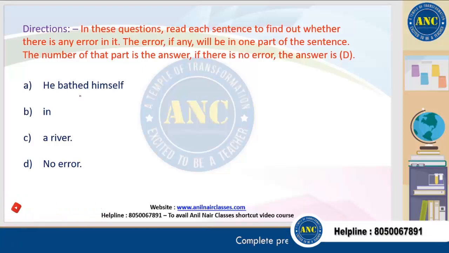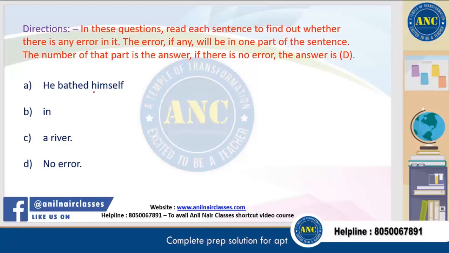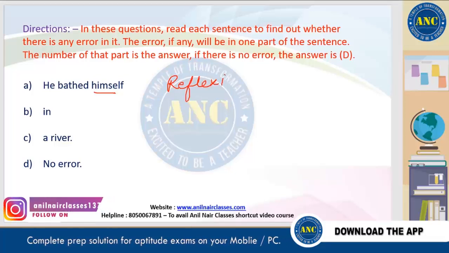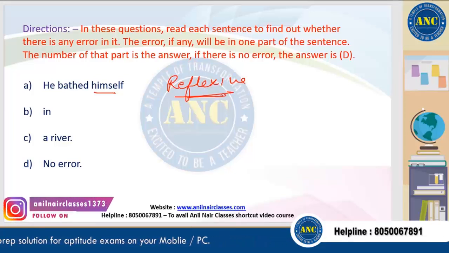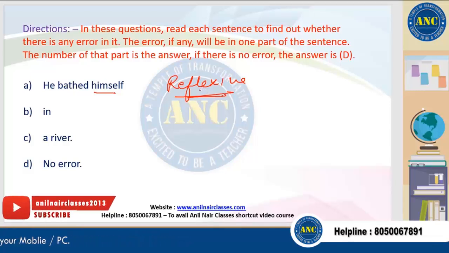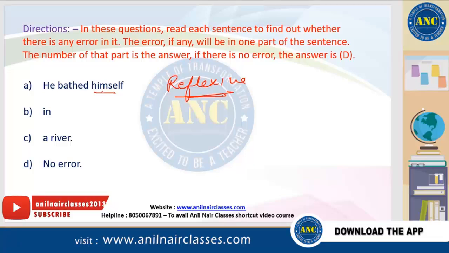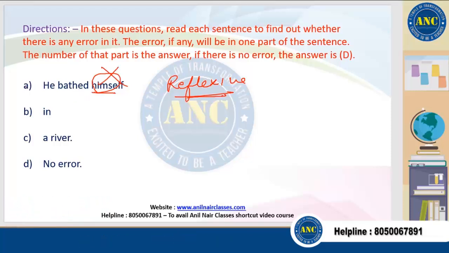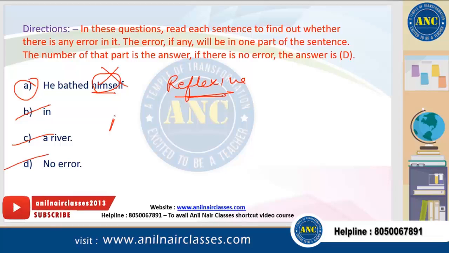Next question. He bathed himself. When we were discussing reflexive pronouns, I told you that for actions which a person generally does for himself, we don't put the reflexive pronoun. This is something the person will do for himself only. So this itself is an error. If you know the concept, the moment you read it, you get your answer.